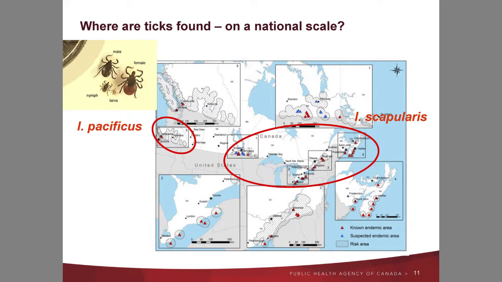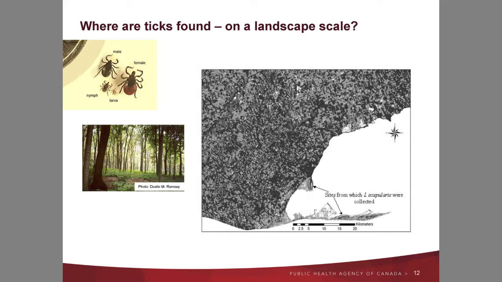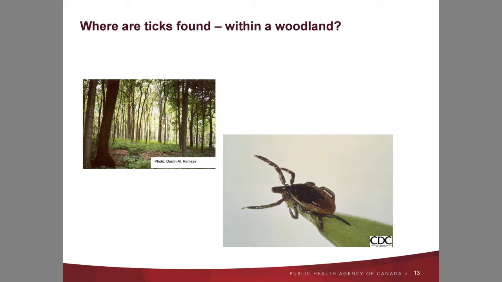I guess three main risk areas: southern Manitoba, northwestern Ontario, and then southern Ontario and Quebec, and the Maritimes. The risk is predominantly in woodland areas and peri-woodland areas where the ticks survive. And when we're in the woods, they're not falling off the trees.